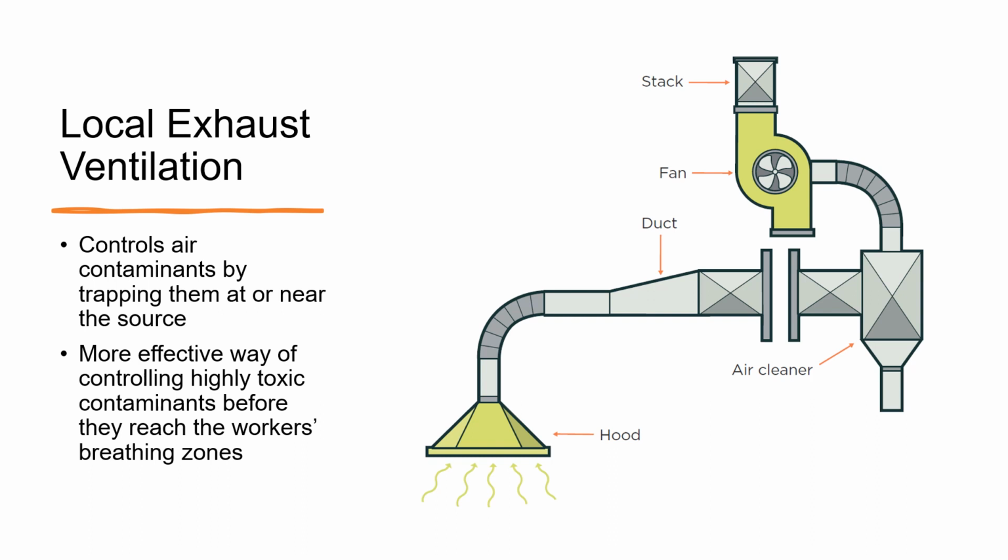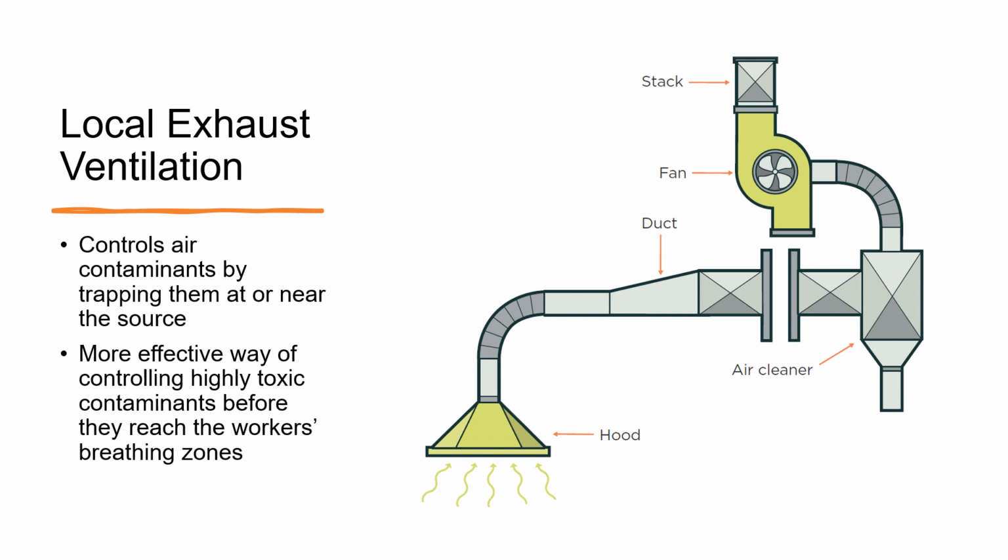Local exhaust ventilation, this is different from dilution ventilation, is used to control air contaminants by trapping them at or near the source, as opposed to pushing the contaminants through the room like with dilution ventilation. So if you are doing something that requires working with contaminants in one space, you can use local exhaust ventilation to capture those contaminants at the source. This is generally a far more effective way of controlling highly toxic contaminants before they reach the workers' breathing zones.